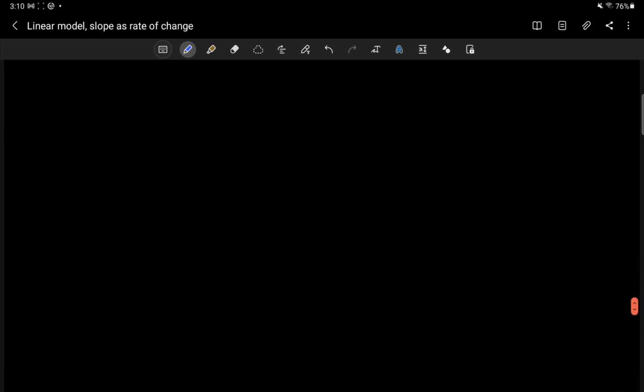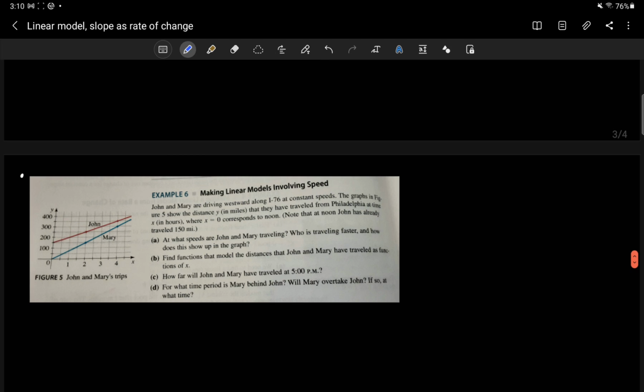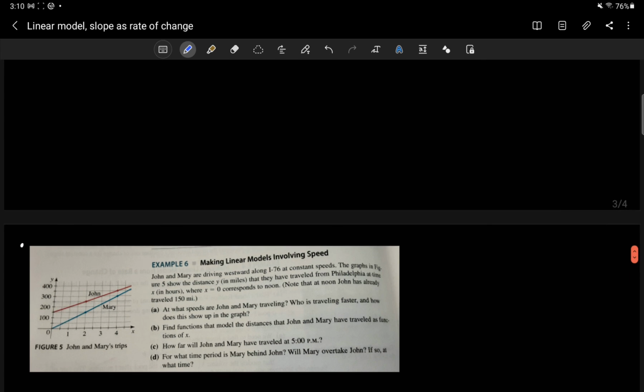In the next video, which will be the last for this topic, we're going to look at a model that involves speed and also involves two different models, and so it's going to bring in the idea of solving a system of linear equations and getting information from it. That's it for this video.